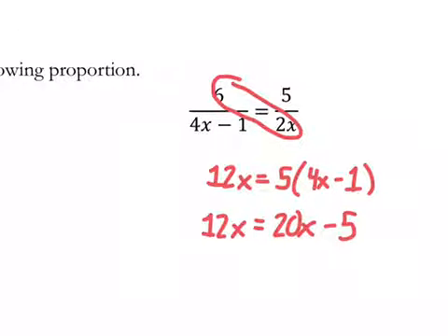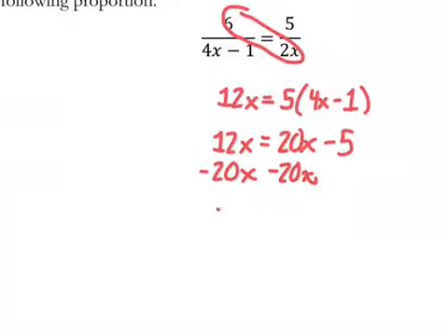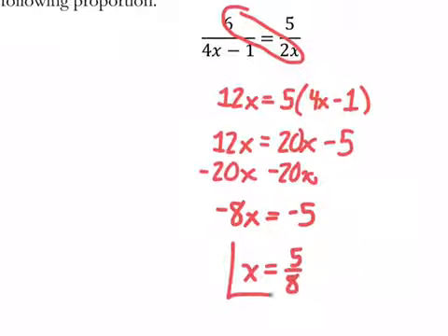And then I'm going to subtract that 20x over. It doesn't really matter. That's probably the quickest way to get this one done, even though we end up with a negative x value. So when I subtract 20x from both sides, I'm going to get negative 8x is equal to negative 5. So x is going to be equal to 5/8.